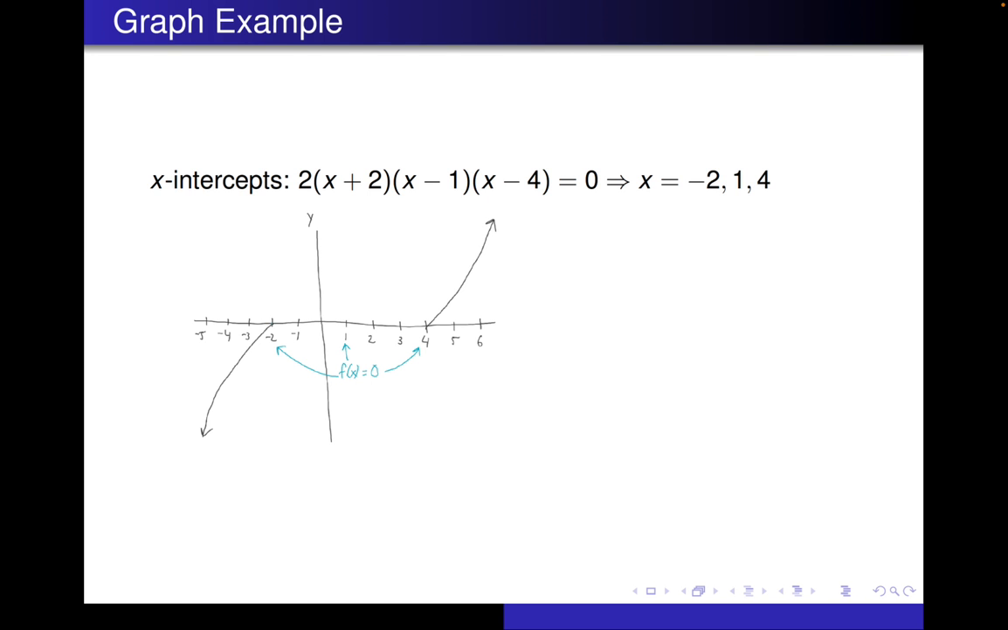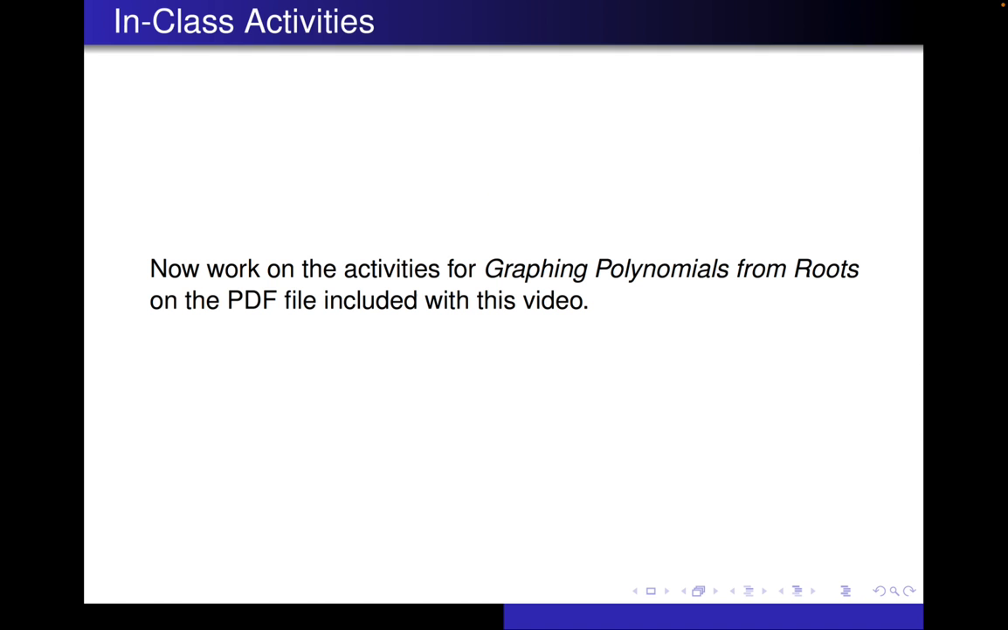Well, in between negative 2 and 1, what's going to happen is we're going to have to go up and then down, moving in the same direction. And then between 1 and 4, we're going to keep moving in that direction, cutting right through. And then we get a graph looking like that.